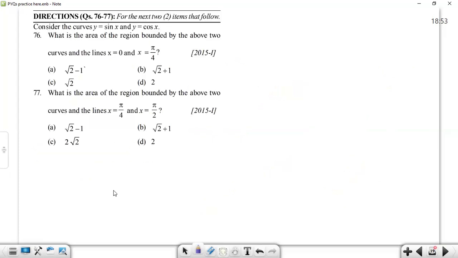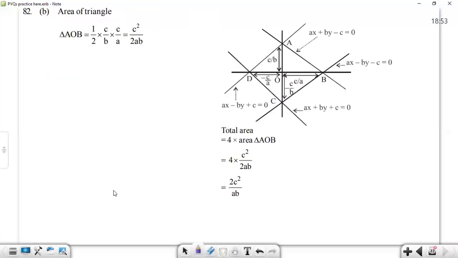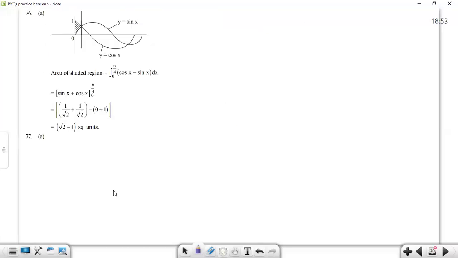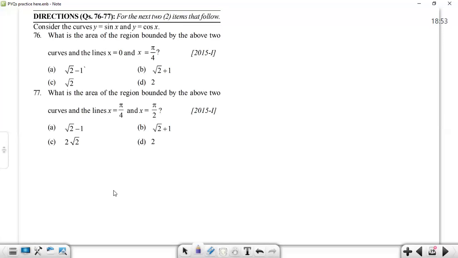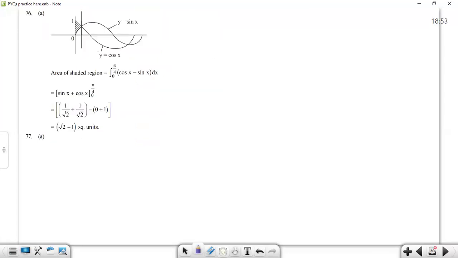Let's go ahead then. How many questions we have? We have to complete them in today's class itself. So there are two curves, y is equals to sin x, y is equals to cos x. So let me just take the graph from the answer itself.